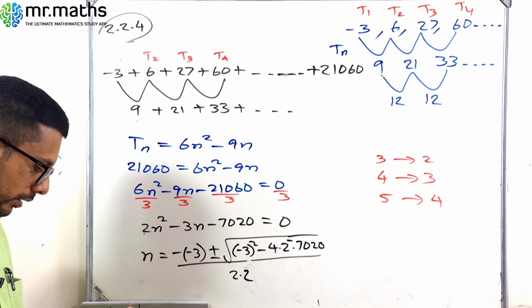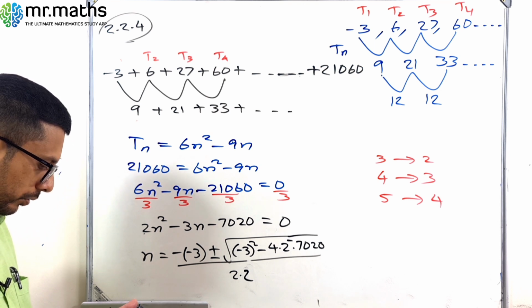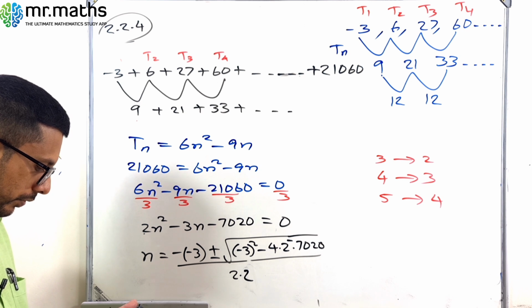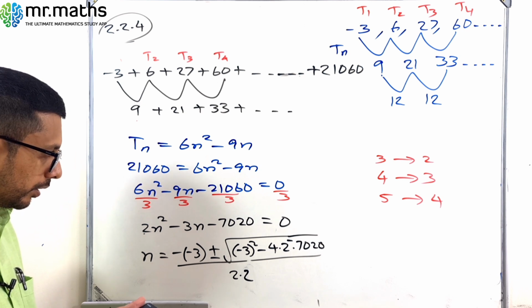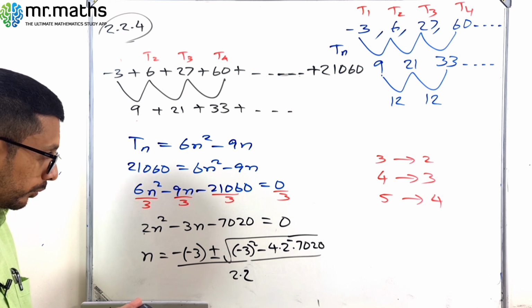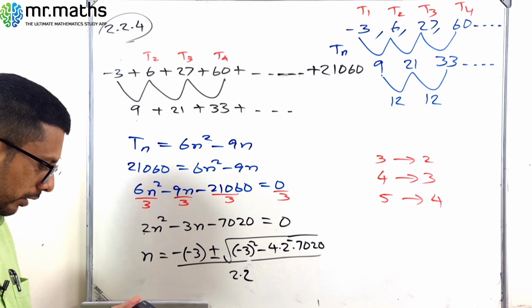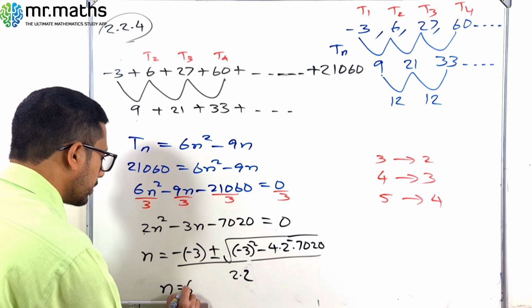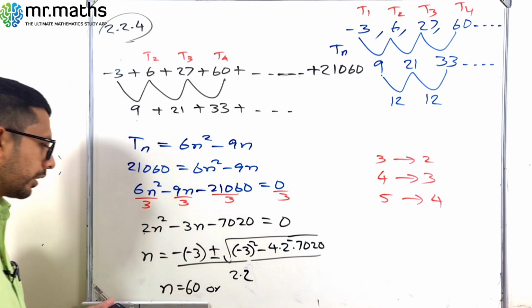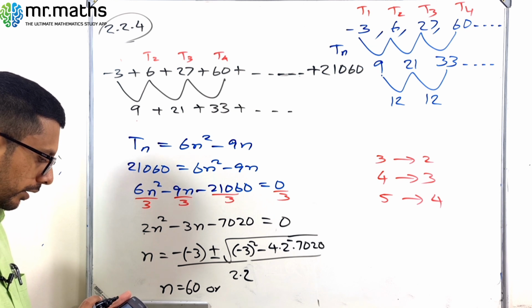So it is 3 plus square root of 9 plus 4 times 2 times 7020, square bracket close, divided by 4. There it is, one n value is 60, and what is the other n value? I just want to change this sign to minus.